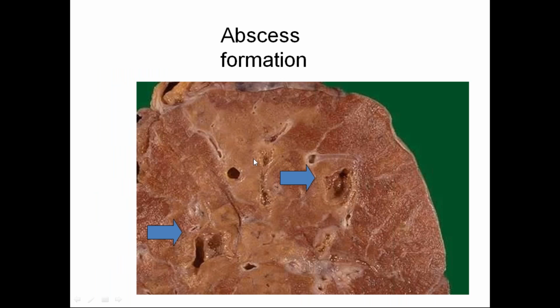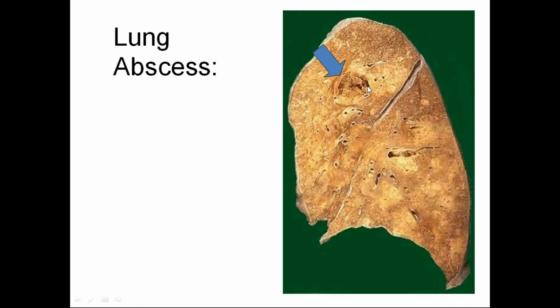So this is the gross picture of abscess formation, and these are all the abscess cavities filled with the pus. In the freshly cut specimen, you can see the yellow colored pus discharge within the abscess cavity. This is also the lung abscess. This is a large abscess cavity.